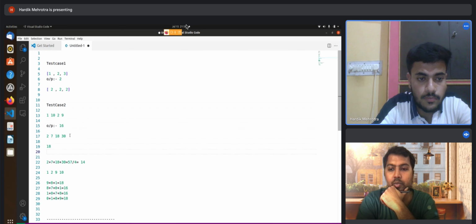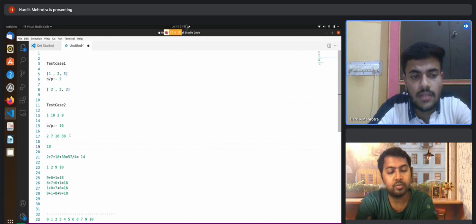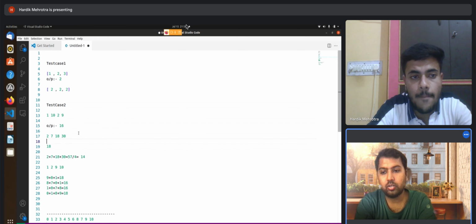So, what would be the time complexity of this? For finding the median, I have to sort the array first. So it will take n log n time, and then I will find the median in O(1). Okay. The time complexity will be n log n. Can you write the code quickly? Yeah.